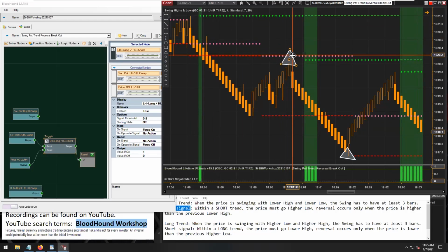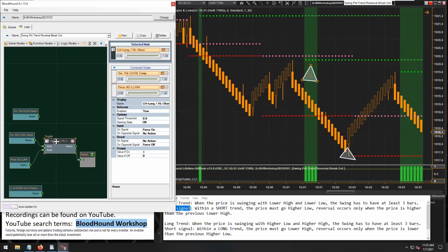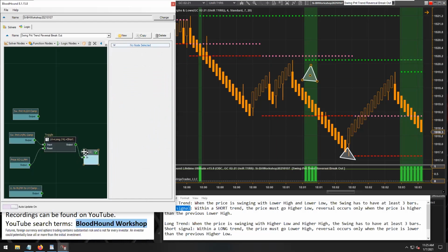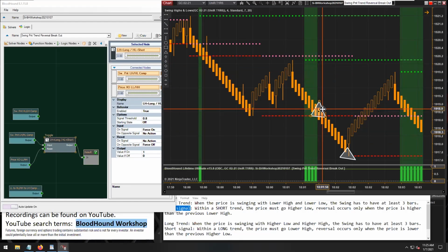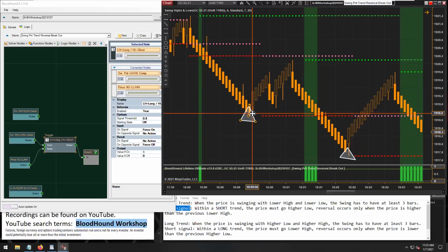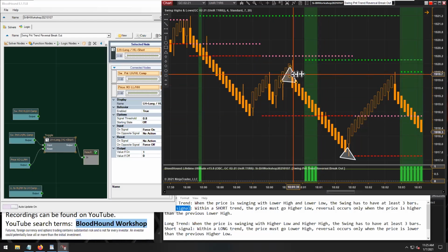It's a lower high, and once that lower high is detected, remember, there's a couple of bars delay before the indicator can detect this high point. So as soon as it is detected, we get a long output coming from the toggle node. And then if price keeps going lower and crosses the swing low, then the toggle node gets turned off. So basically this is a failed setup.